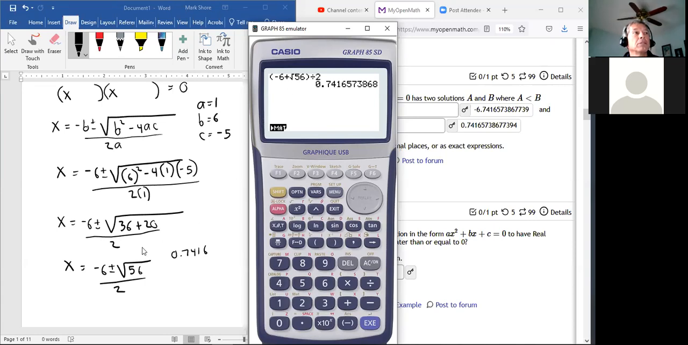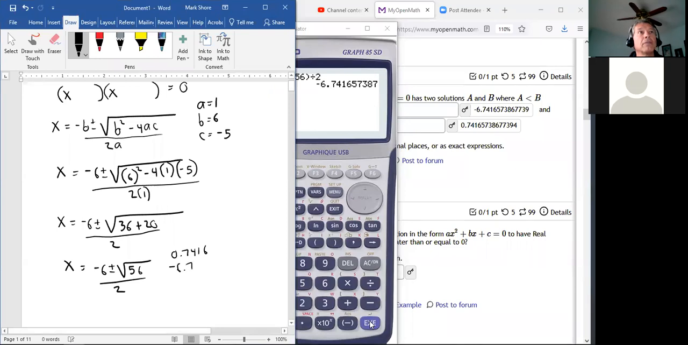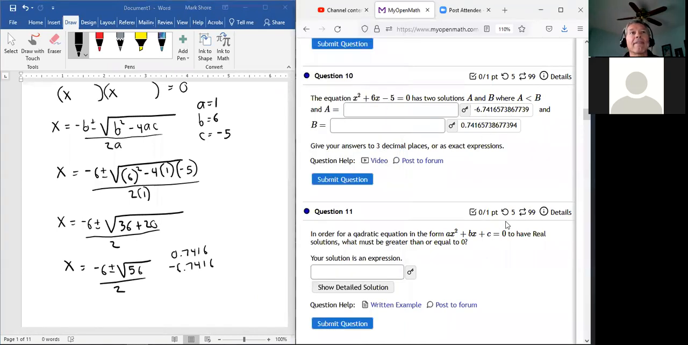See, I just did it with a plus sign. And you have to do it again with the minus because you're going to get 2 solutions. So what I'm going to do is hit all clear, arrow up, and I can go over here and edit this problem. I'll delete that plus sign and put in a minus sign. And I get this answer. So my other answer is negative 6.7416. And you'll see that those are my 2 answers right there.